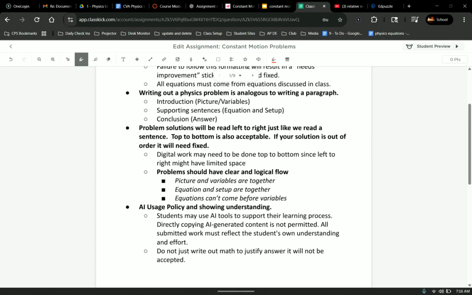Problem solutions will be read left to right, just like we read a sentence. Most of us are going to read left to right. We grew up reading left to right. I know there are other variations of that, but I'm going to say the majority of us are familiar with left to right. It's hard to write left to right digitally. It's much easier on a piece of paper, so what is acceptable would also be top to bottom.